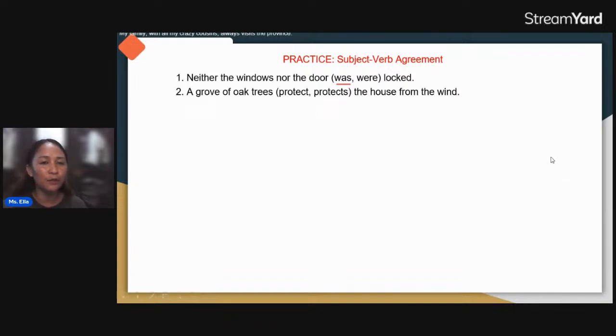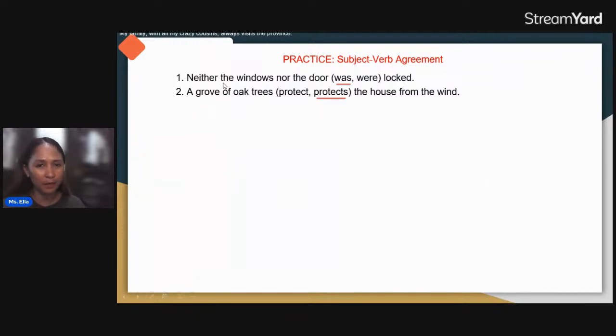A grove of oak trees protects the house from the wind. Again, a grove of oak trees protects the house from the wind. Okay, what's your answer? Right, so the correct answer for number two is protects.